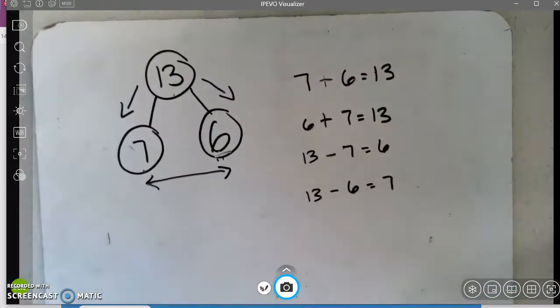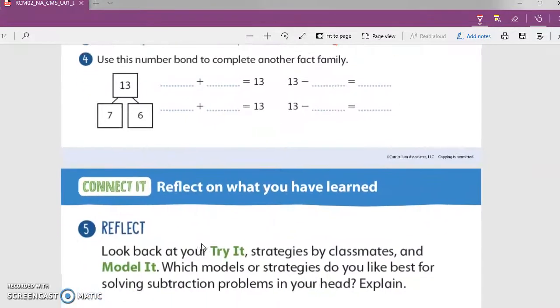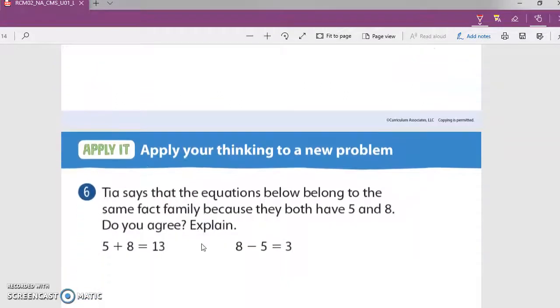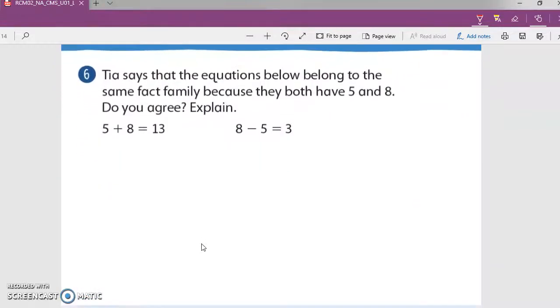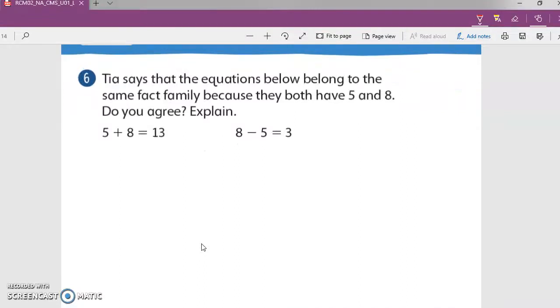So this is what you should write on your paper. 7 plus 6 equals 13. 6 plus 7 equals 13. 13 minus 7 equals 6. And 13 minus 6 equals 7. Let's try one more problem, and then I'm going to let you go to your page, okay? Tina says that the equations below belong to the same fact family because they both have 5 and 8. Do you agree? So let's look at this.